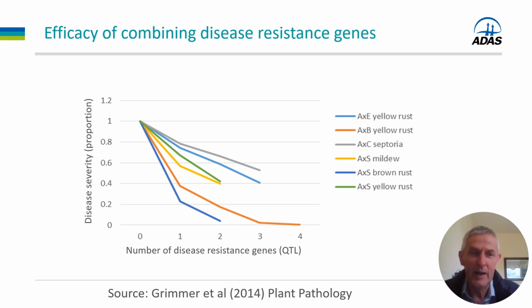And we can see again, as more disease resistance genes are accumulated, the level of disease control is improved, and again it's a law of diminishing returns, which again was well predicted by the model, as we show in the Grimmer et al. paper.